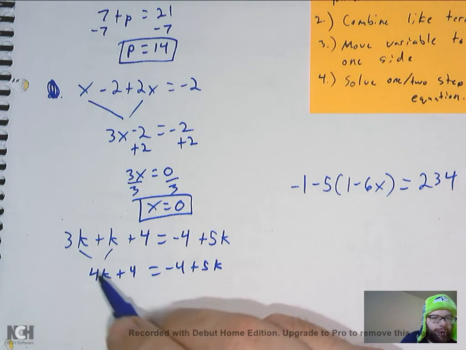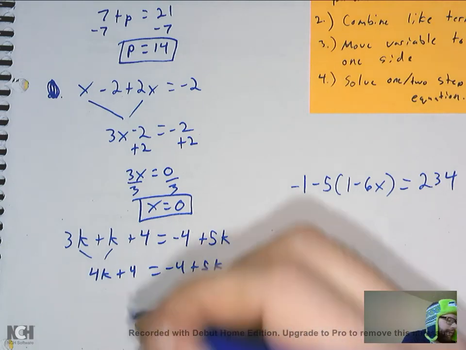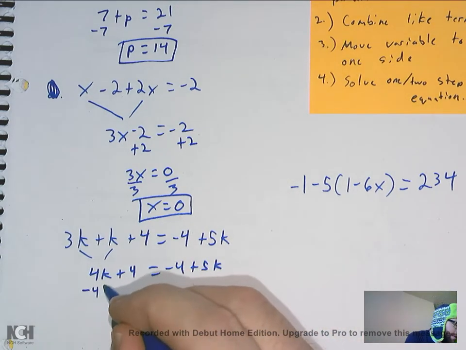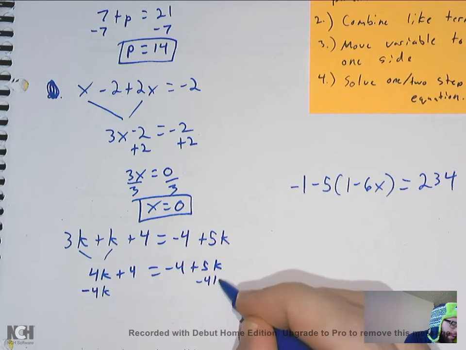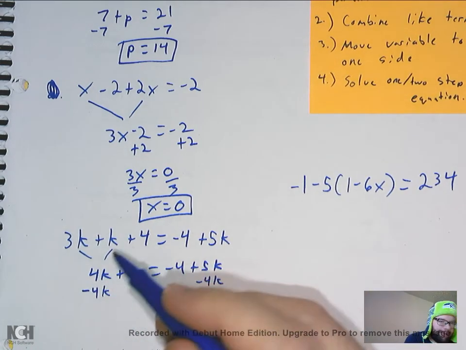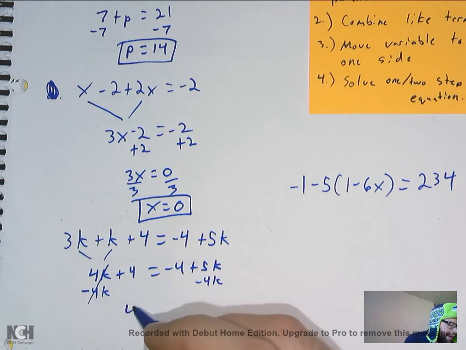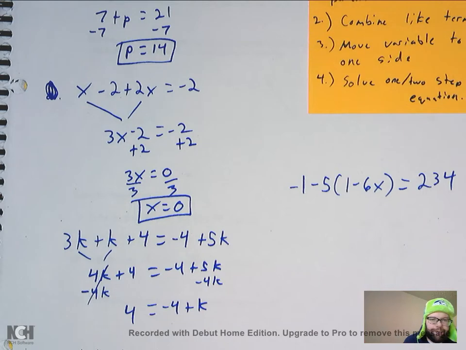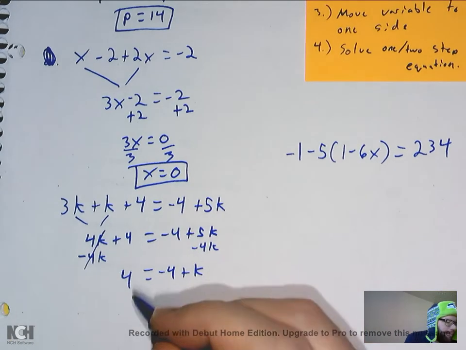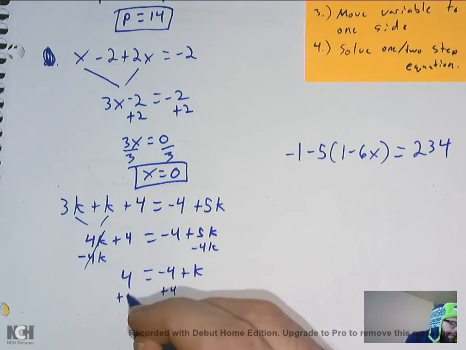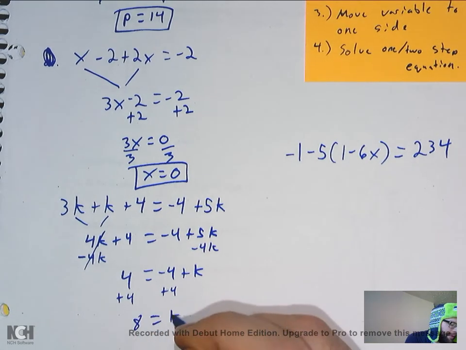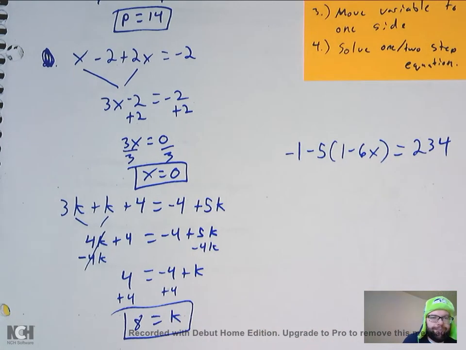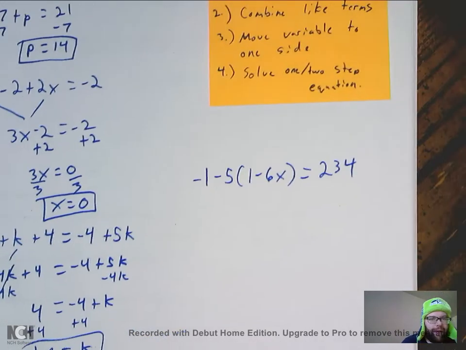So if I wanted to move this 4k over the other side, since it is positive, I would subtract it. So I'd minus 4k to each side. 4k minus 4k is 0, goes away. I'm left with 4 equals negative 4 plus k. Okay, and then the last step would be to just add 4 to each side to get the k by itself. And that would be my answer. And k would equal 8. Not too bad, right?